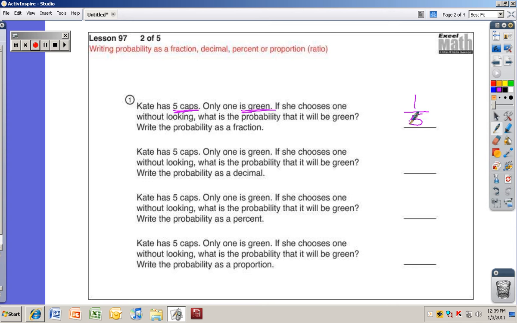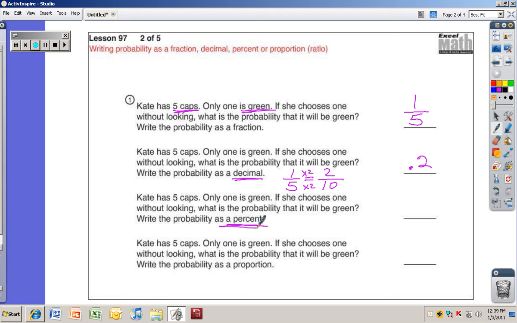So write that in the first blank. And the second one is the exact same problem, except it says write the probability as a decimal. Well, 1/5 is not equal to 0.5. We've got to change this into either tenths or hundredths, and we can change it into tenths by multiplying top and bottom by 2. So this is equal to 2/10 or 0.2. So that's how you do the decimal part. Just make sure you change it into tenths or hundredths.